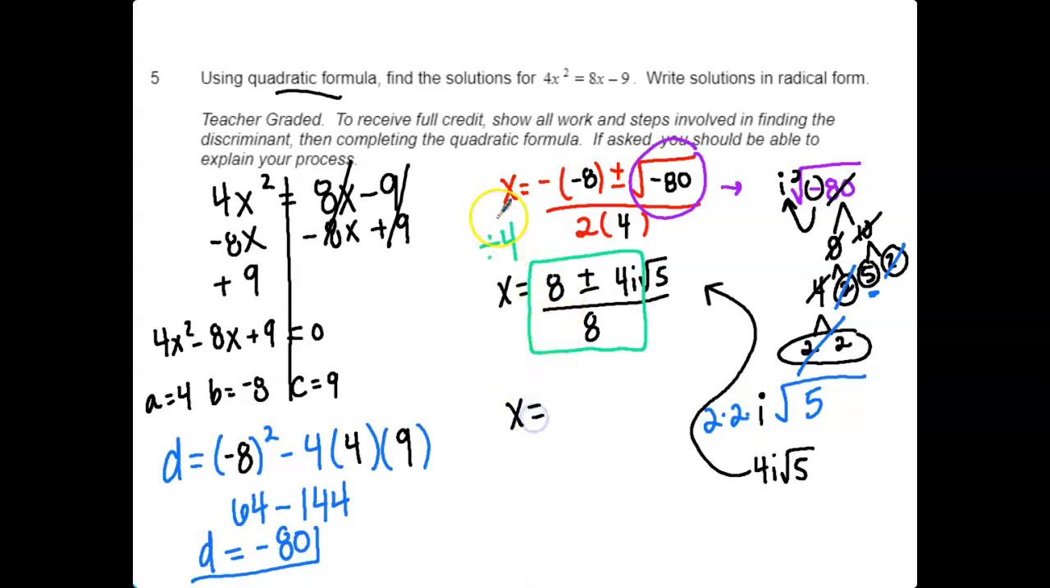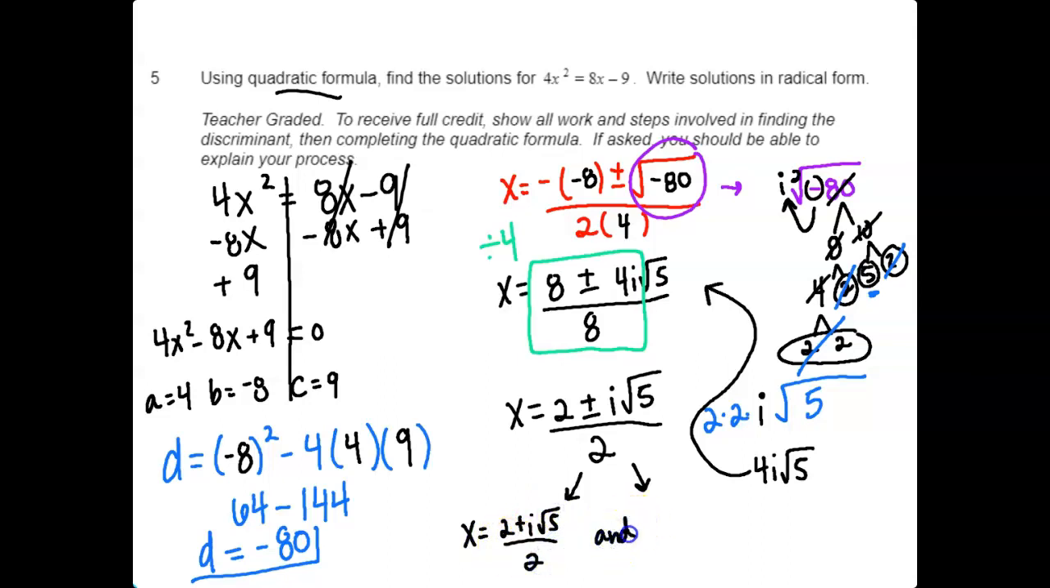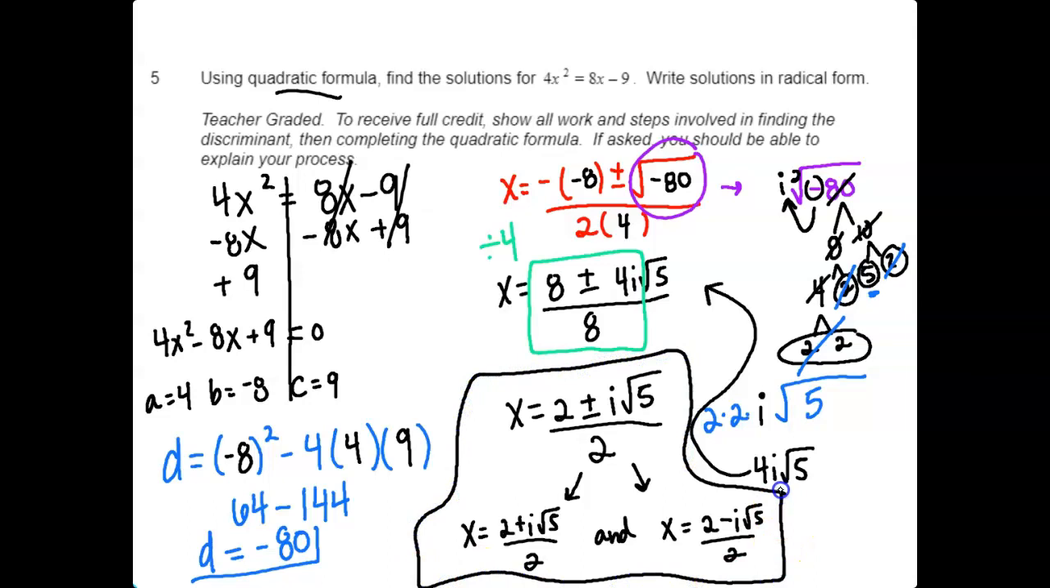So that means that 8 divided by 4 is 2, plus or minus 4 divided by 4 is 1. I'm not going to write the 1 because it's in front of the i, but I am going to write the i and then radical 5. And then we know 8 divided by 4 is 2. You can leave it like this, or you could have written it as two solutions: x is equal to 2 plus i radical 5 divided by 2, and x is equal to 2 minus i radical 5 divided by 2. Either answer would be considered acceptable.